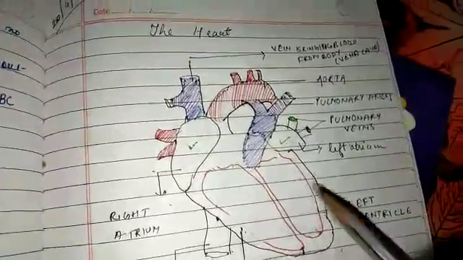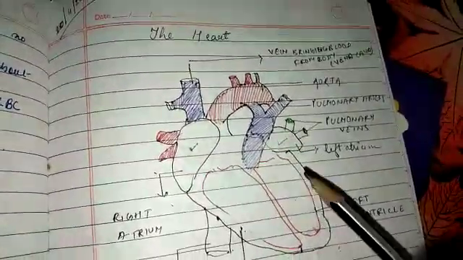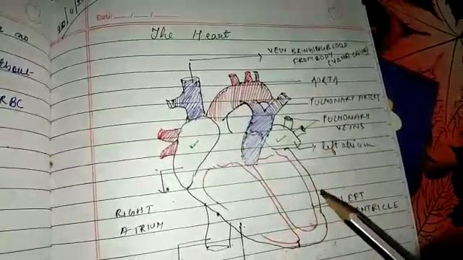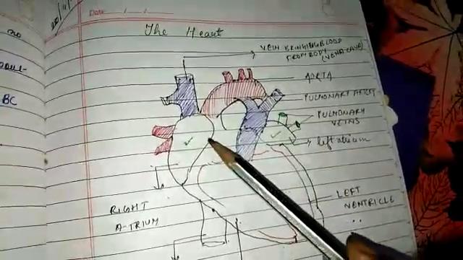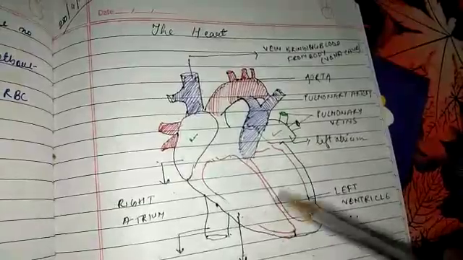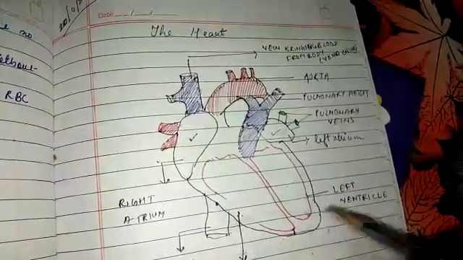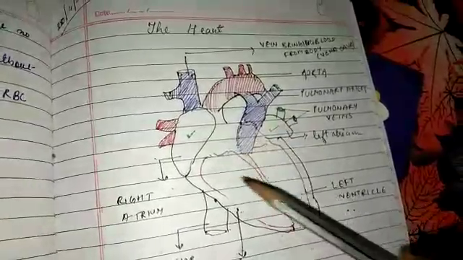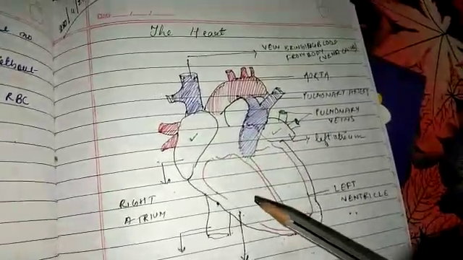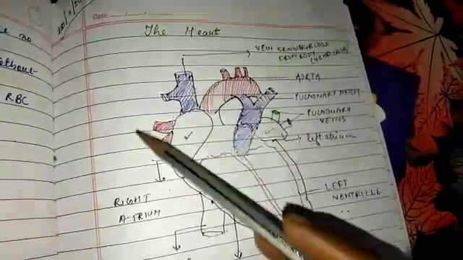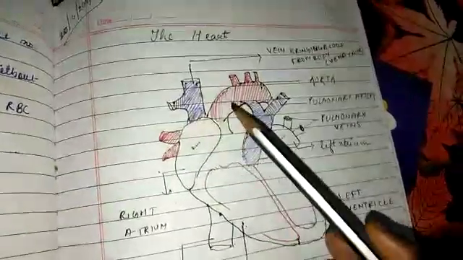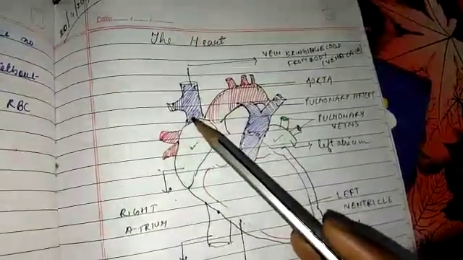Okay, the diagram: the heart has four chambers, two auricles and two ventricles. Right atrium and right ventricle, then left atrium and left ventricle. So we have to always remember that humans and mammals have a four-chambered heart. Now I told you that I have colored it with two different colors, one is red and one is blue.